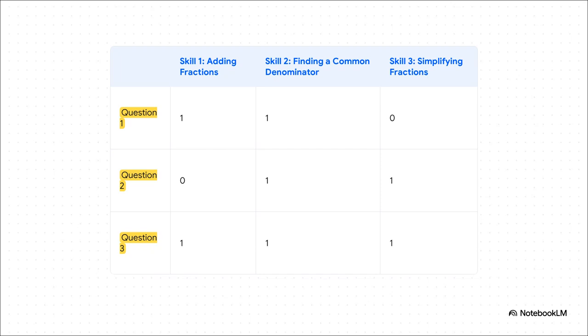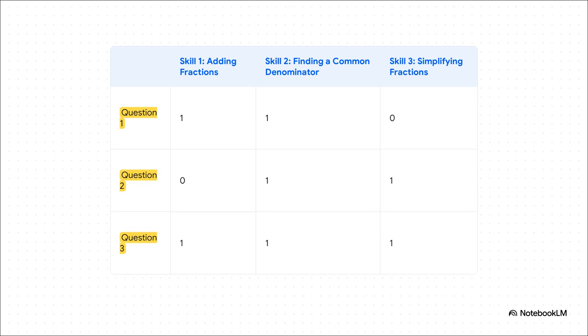Okay, take a look at this. This is a Q matrix, and it's really the heart of how these models work. Think of it like a blueprint for an exam that experts create before a single student takes it. It breaks down exactly which skills are needed for each question. So you can see question 1 needs you to add fractions and find a common denominator, but not simplify. Question 3, on the other hand, needs all 3 skills.